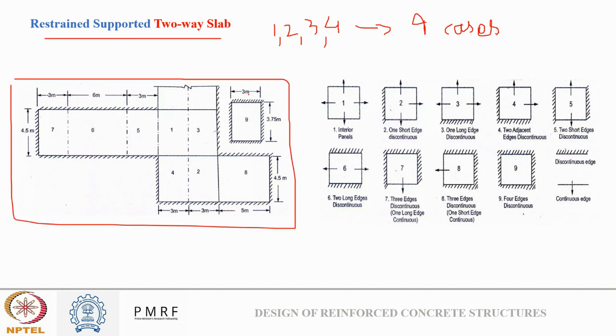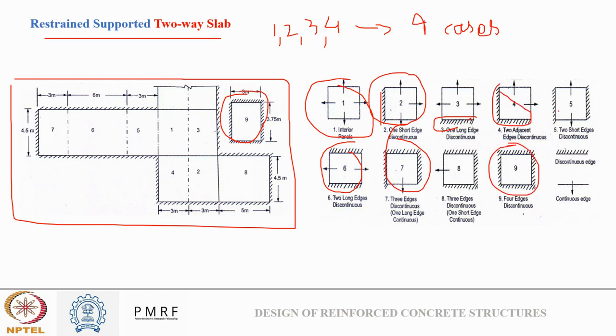So you can see case 9, where all directions have been restrained. This is case 1, where there is no restraint. There is case 6, where 2 long edges are discontinuous. There is one case where 1 short edge is discontinuous or restrained. 3 edges restrained, 1 edge restrained here, 2 adjacent edges restrained, all 4 edges restrained, 2 short edges restrained, 1 discontinuous and 1 continuous here. So like this, there can be a total of 9 cases.